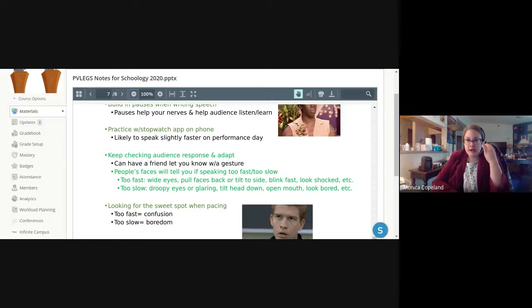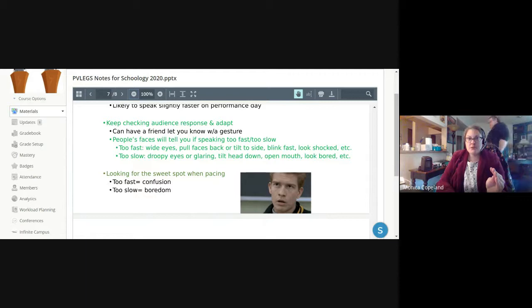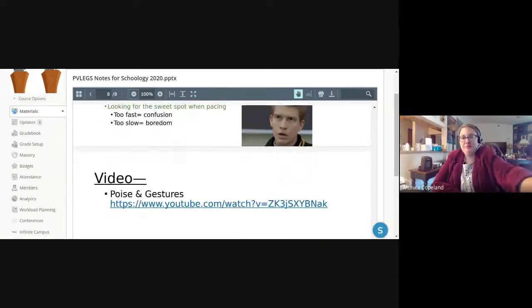They'll either droop their eyes or it always involves tilting down. They'll droop their eyes, or in the case of ninth graders, they'll glare at you like you stole their lunch. A lot of times, if you're going too slow, people will do this whole face, and this is from Ferris Bueller's Day Off. This is this gentleman's response to Ben Stein going very slow. So the too slow face is this. Like I said, sometimes it looks like pure hate.